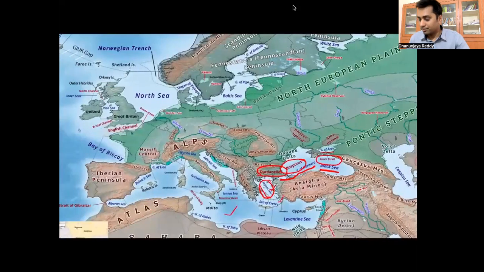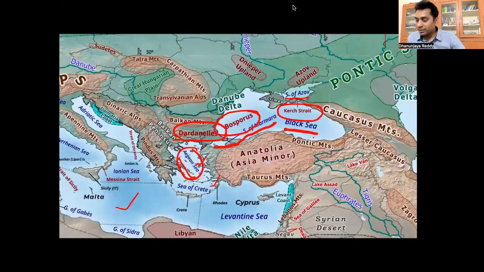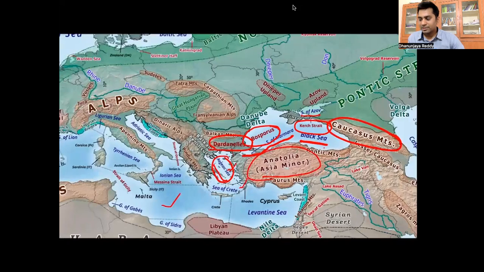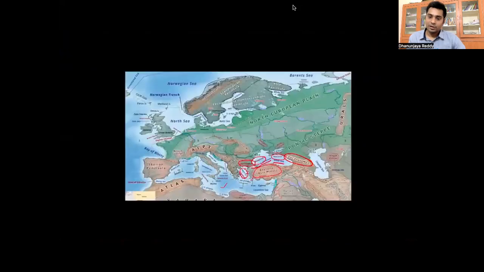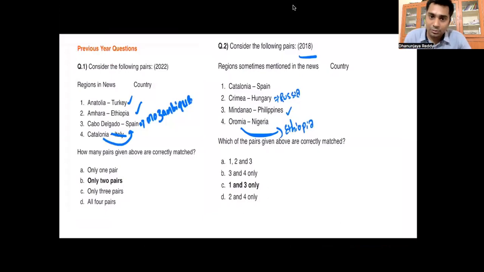Now look at this map. Again, there are some potential questions that they can ask. The Anatolia Plateau is in Turkey. Caucasus Mountains, just now I said, it is in Turkey. So remember these things, that is very, very important. After this, let's look at the previous year questions that they asked in a similar context. So these are the 2022 and 2018 papers. They asked in 2022, last year, and from last year they changed. They asked how many pairs are correct. That is the reason why you have to remember exactly what the borders are.